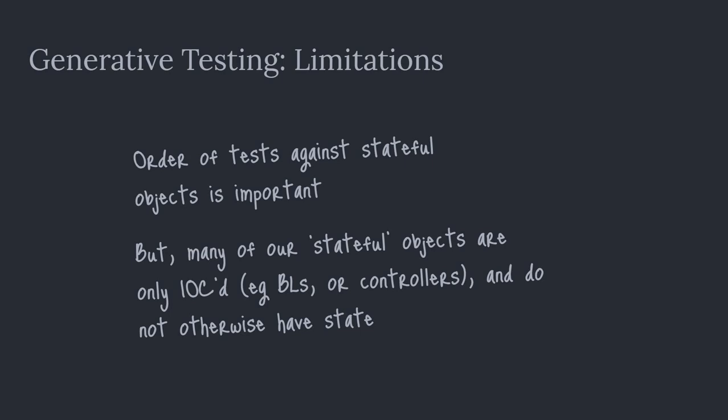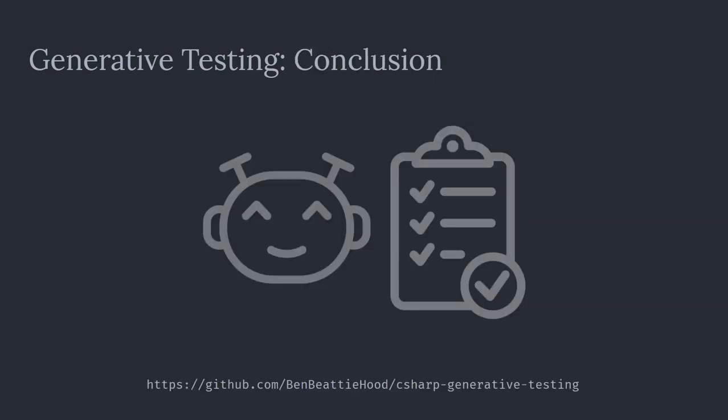Many classes in modern projects are only non-static in order to have IOC work via their constructors. For example, business layer classes or MVC controllers. And so the method calls inside these classes tend to be pure and therefore testable via generative testing. So in conclusion, yes, you can test your entire codebase in just two lines of code.